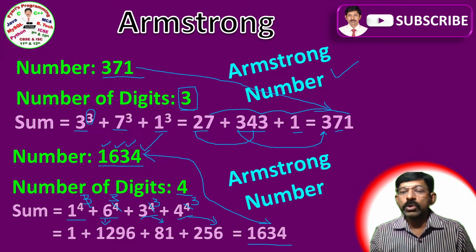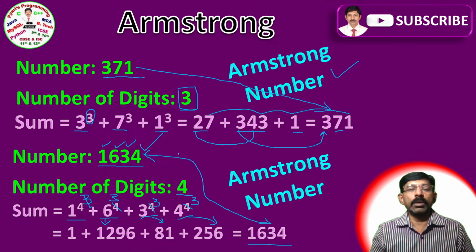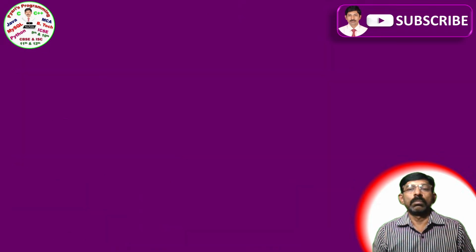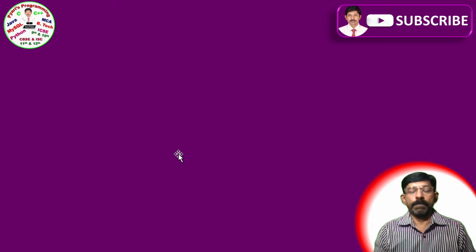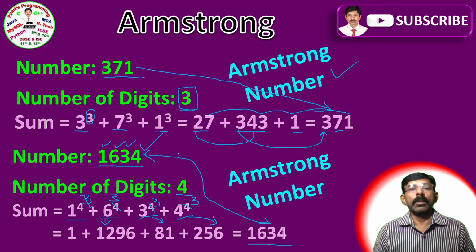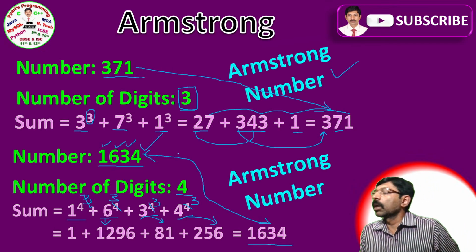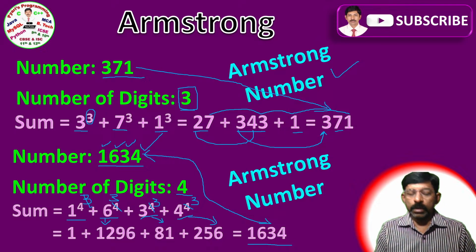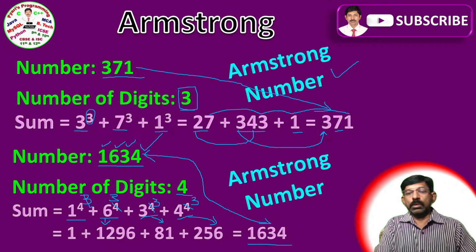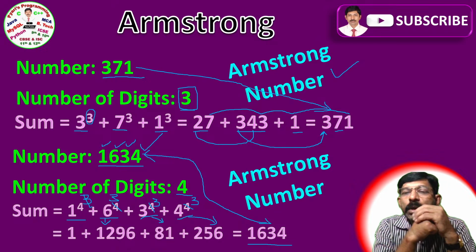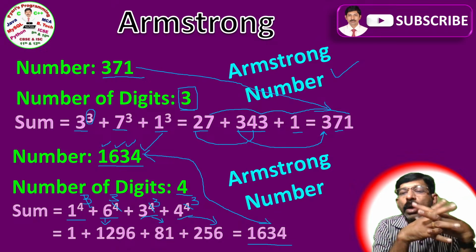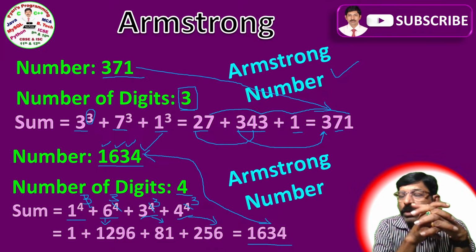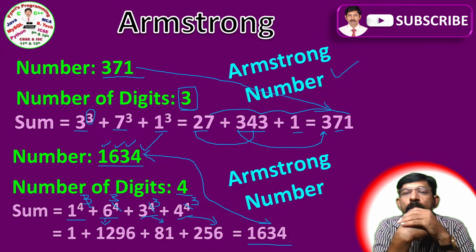So if you have understood the part of Armstrong number, then I can move towards the next part. We'll do the program. Can we go for the program of Armstrong number? Understood the theoretical part? Quickly understand the theory so that we can go for the program. Based on Armstrong number, we'll design Disarium number.